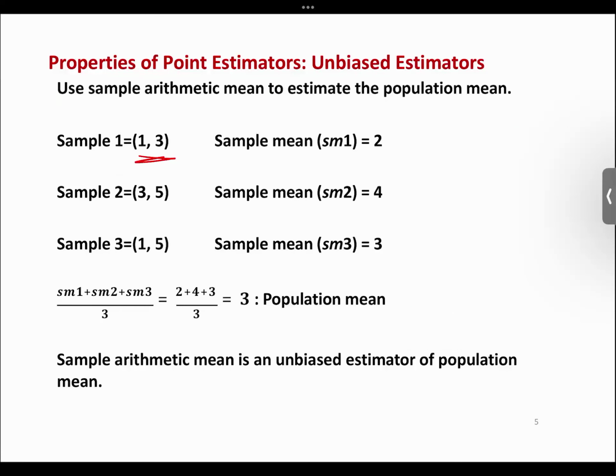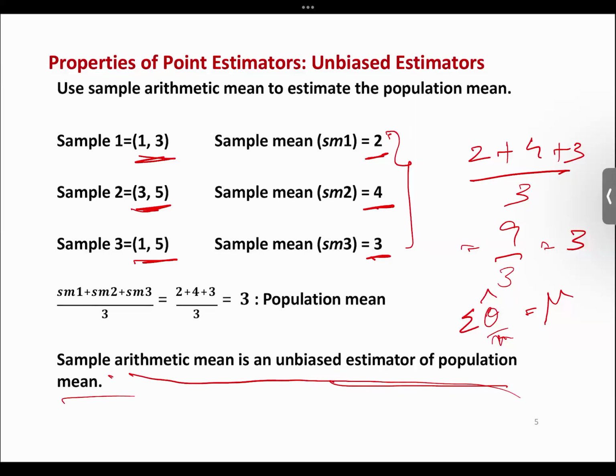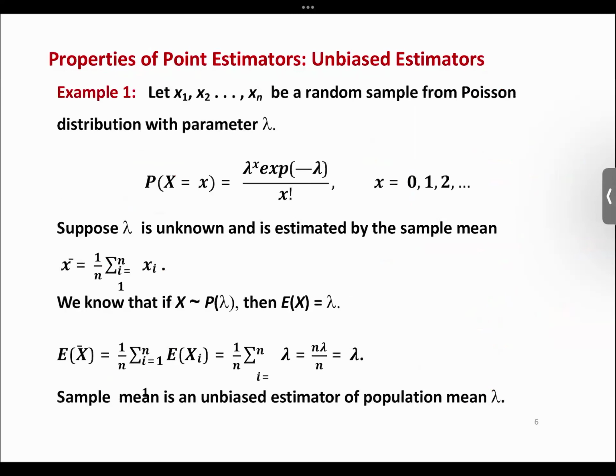When you get 1, 3, the sample mean is 2. When you get 3, 5, the sample mean is 4, and similarly for the others. Now when you take an average of all these sample means, 2 plus 4 plus 3 by 3, that is 9 by 3, which is equal to 3. So the average of all your estimates is equal to your population mean. So this is an unbiased estimator. A simple arithmetic mean is an unbiased estimator of the population mean. That's just a simple example.